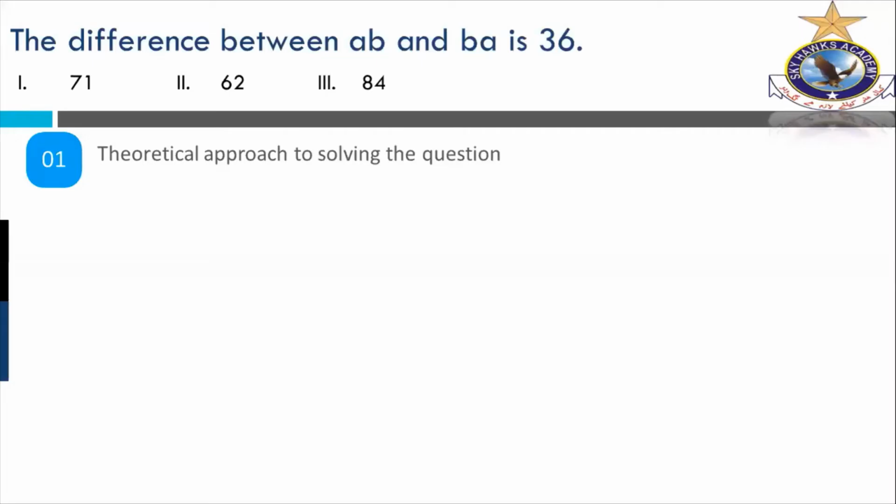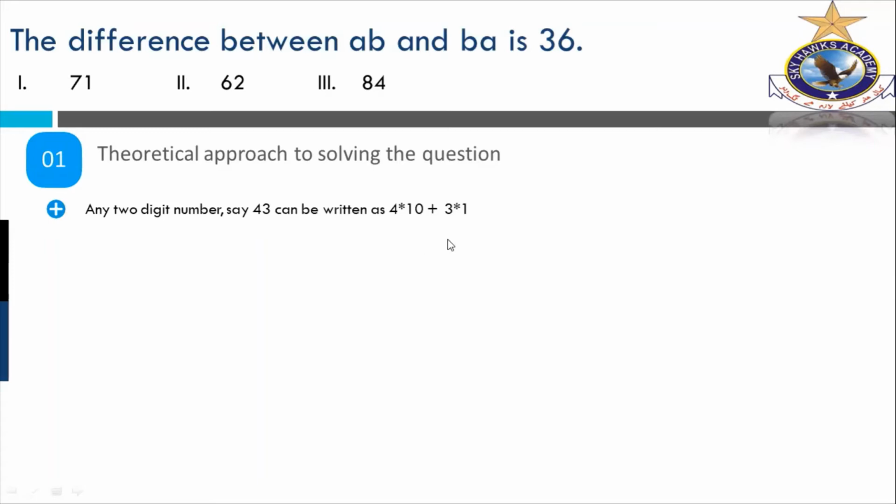Okay, let's see. Once again, the problem is that the difference between AB and B is 36. This is the most important information. We have the three choices over here. So a theoretical approach to solving the question: what is the theory behind that? Any two-digit number, say 43, can be written as 4 multiplied by 10 plus 3 multiplied by 1. So that was the first sentence of our problem, that we will have to restrict ourselves only to two digits. A two-digit number consists of the unit digit, that is always multiplied with 1, and the tens digit, that is always multiplied with 10.